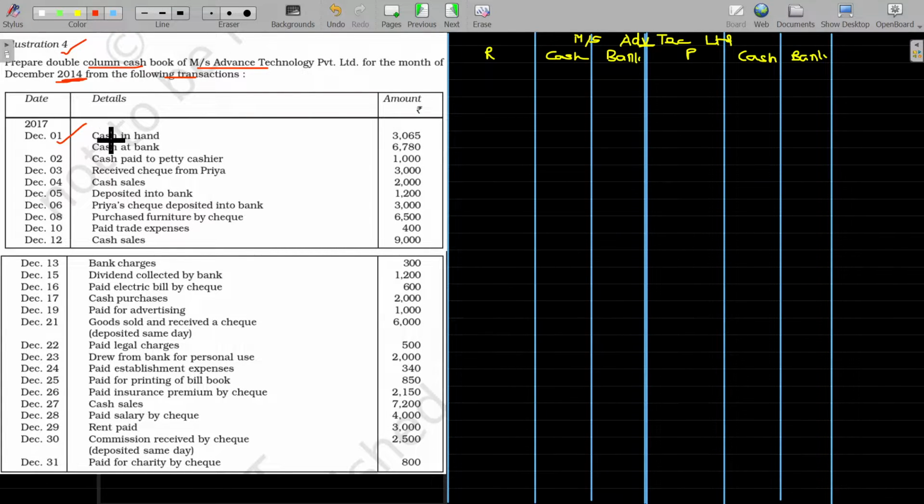On 1st December, we have balance in cash and bank of rupees 3065 and 6780. I'll just post that here in the receipt side. To balance brought down. This value being 3065 in cash, and 6780 in bank.